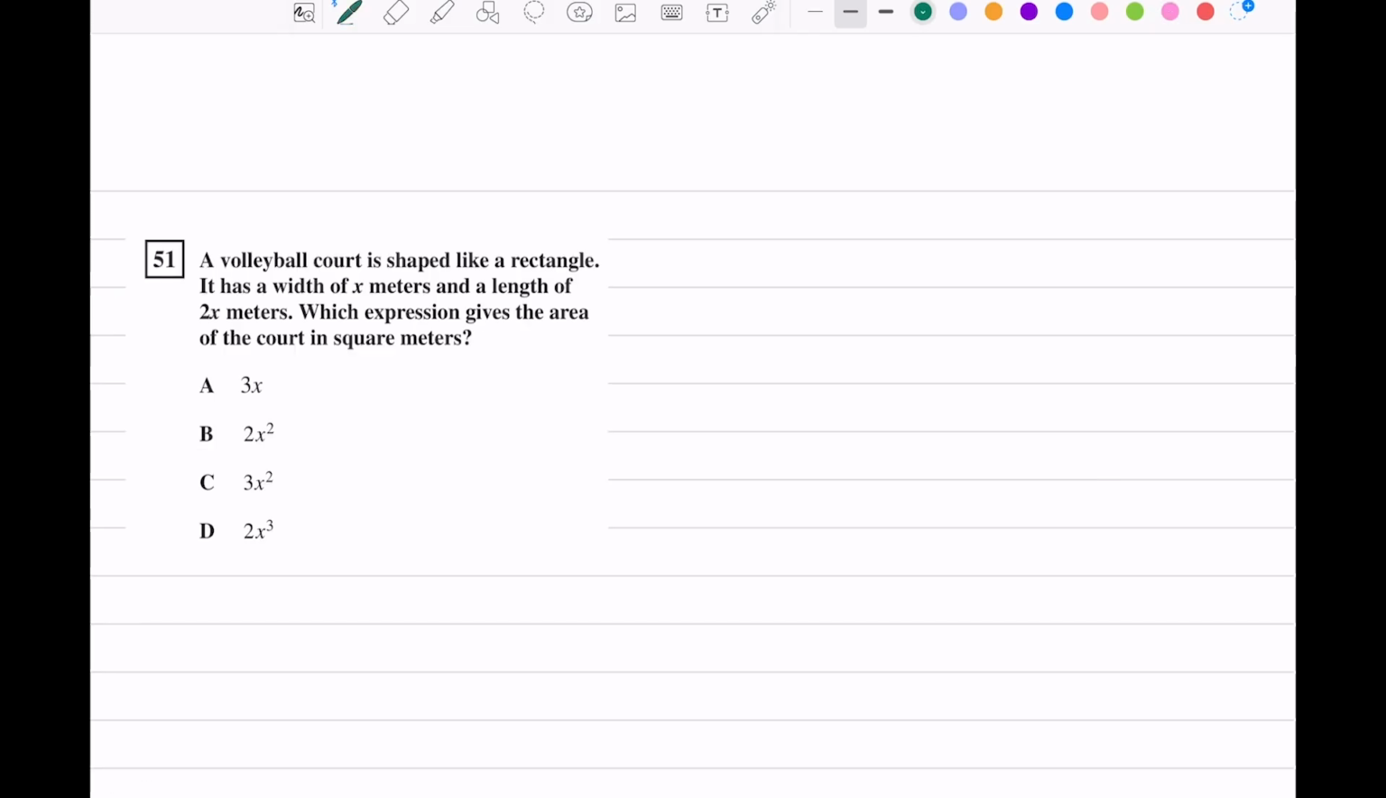A volleyball court is shaped like a rectangle. It has a width of x meters and a length of 2x meters. Which expression gives the area of the court in square meters? So our volleyball court is shaped like a rectangle. The width is x meters, and the length is 2x meters. And we need to give the area of the court.